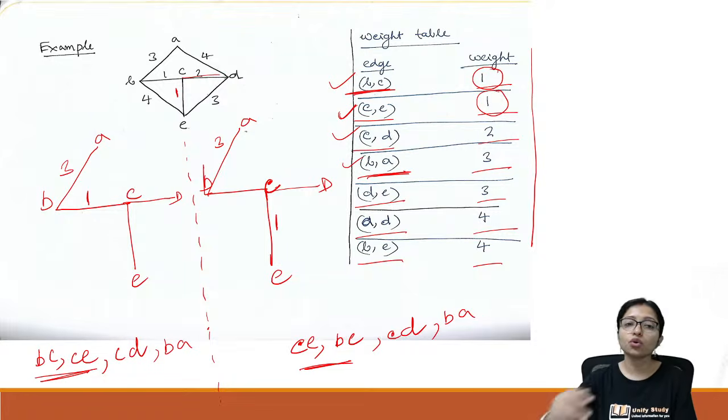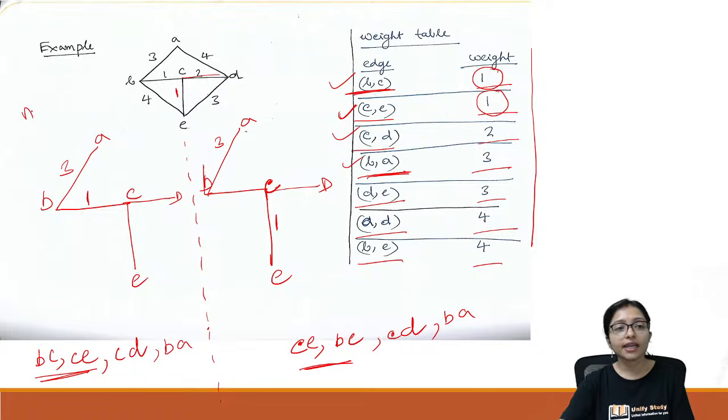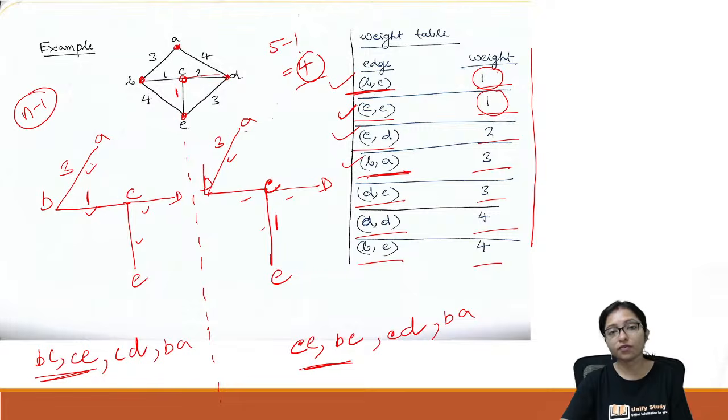Should we continue? No. Already n-1 edges are done. How many vertices were there? 1, 2, 3, 4, 5. 5 vertices are there. 5 minus 1 is 4. Already 4 edges are done. 1, 2, 3, 4. Already 4 edges are done. So that's why now you can stop.